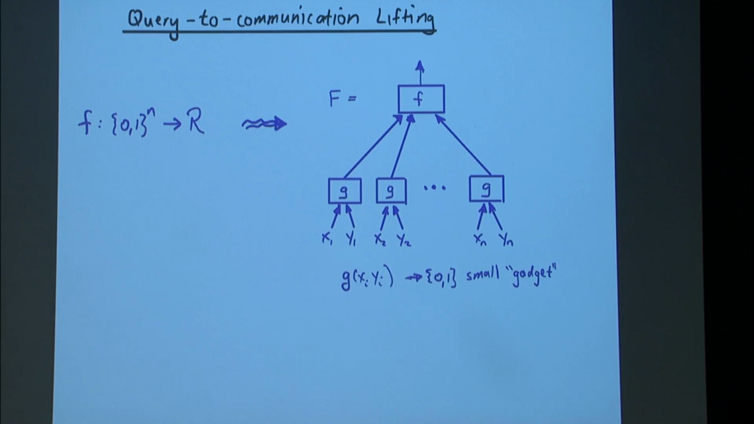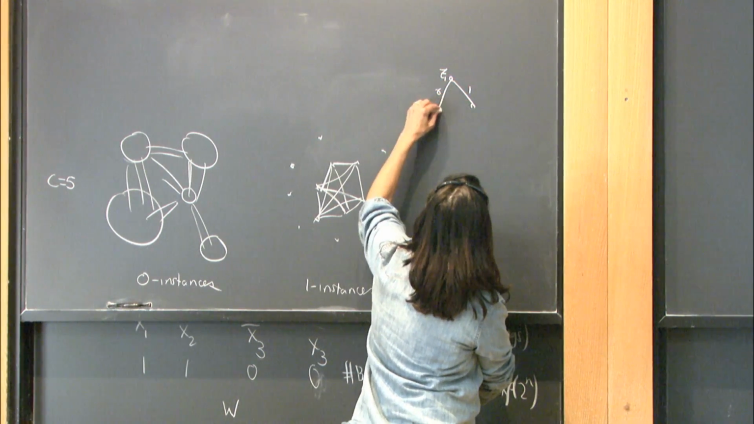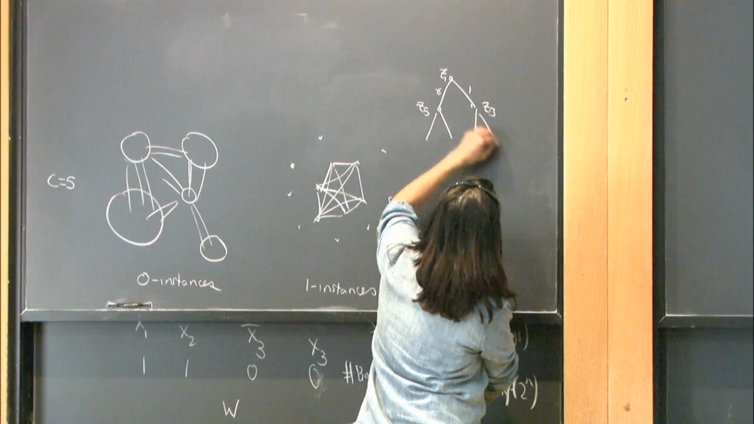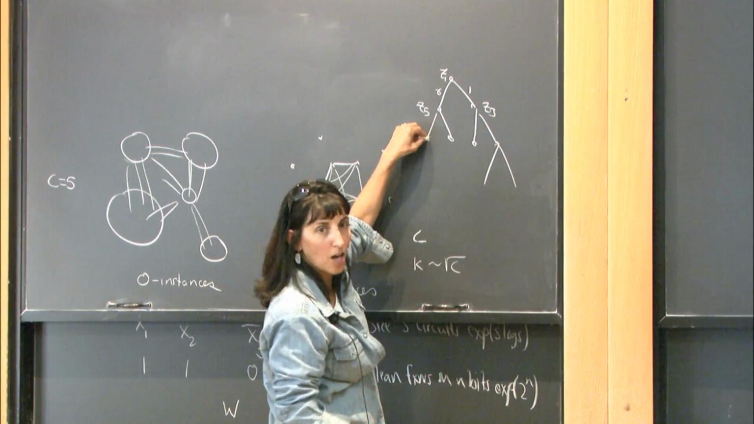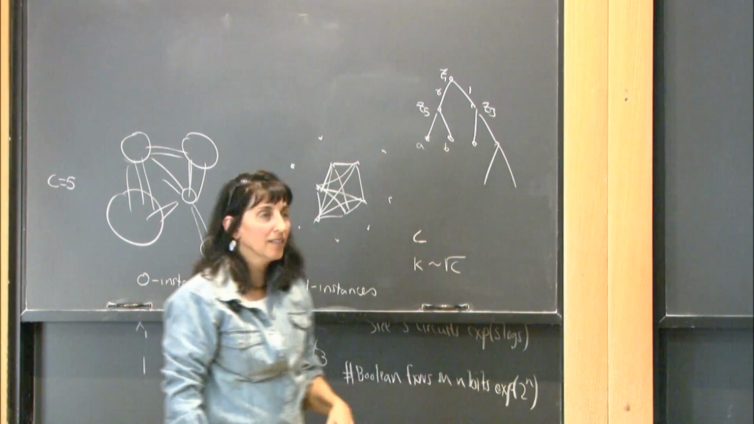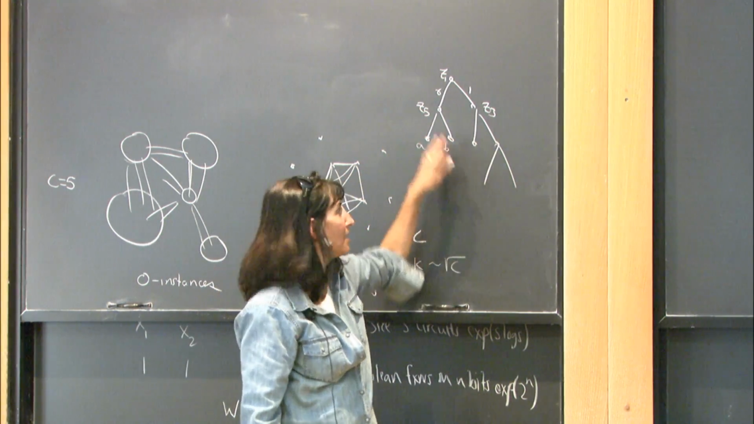So the decision tree might query z1, and then query z5, then z3, something like that. And then at some point, it's allowed to stop and give an answer. This is a really simple model. It's super easy to prove lower bounds in this model.